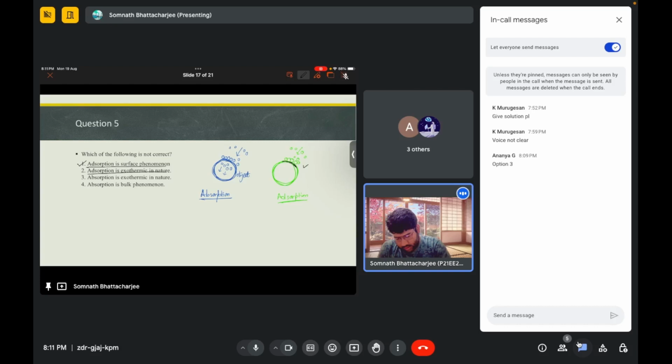The third one is that absorption is an exothermic process. So it's obviously not, because the particles flow inside the object as well. So it can't be an exothermic process. And absorption is a bulk phenomenon. Yes, obviously, if a particle penetrates the object wall, another particle will also do it, and it is obviously a bulk phenomenon. We'll move to the next question.